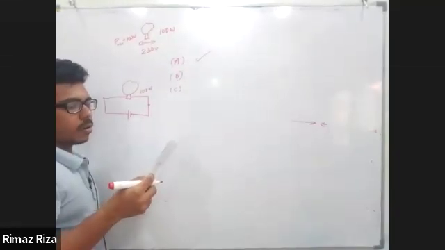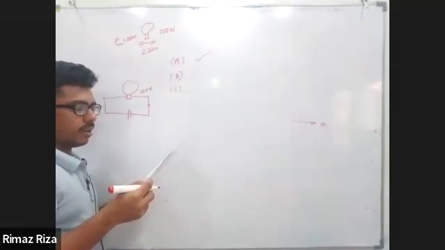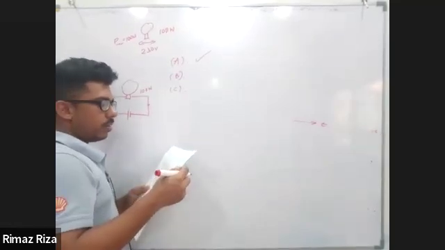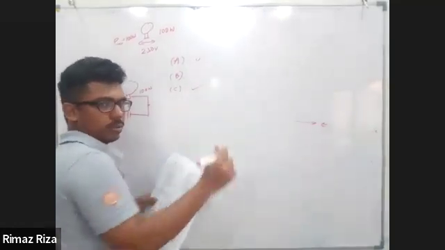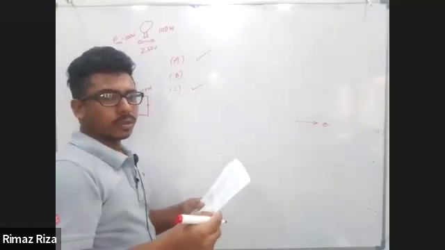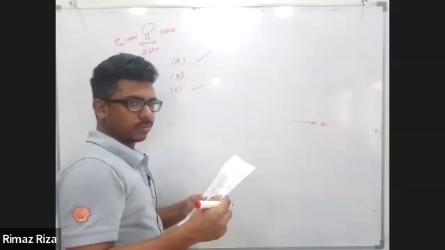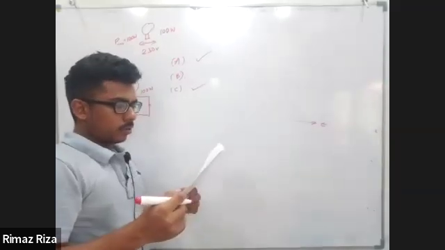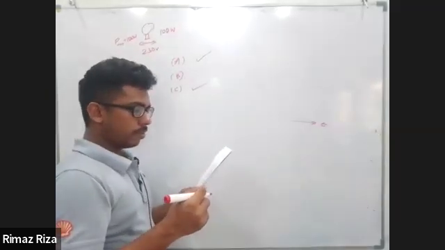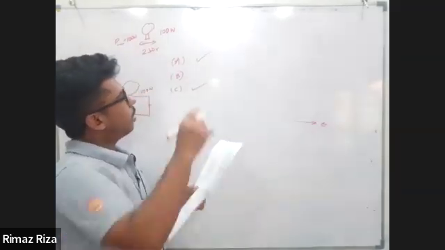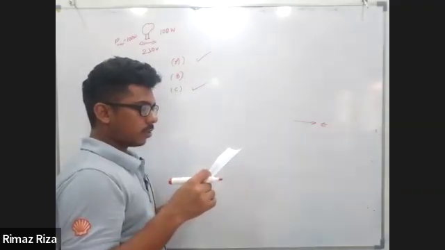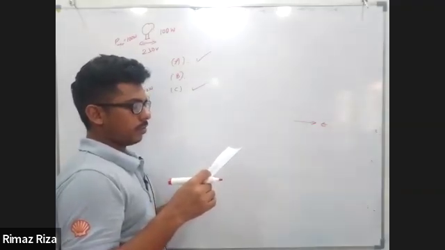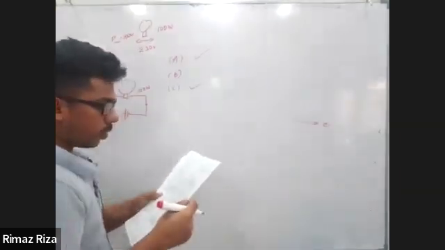Let's move on to statement C. The filament emits energy in the form of electromagnetic radiation. Yes, that is true. Heat and light are both electromagnetic radiation. So we have A is true, C is true. The answer can be option 3 or 5, depending on whether B is true or not.